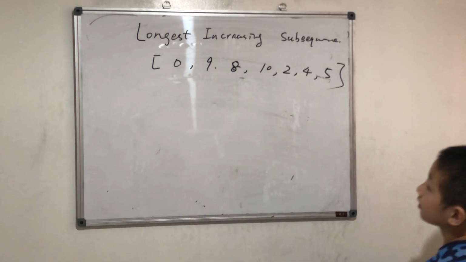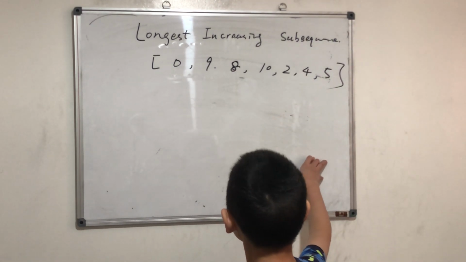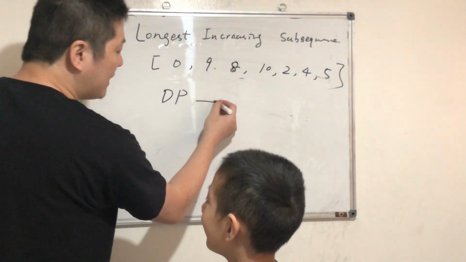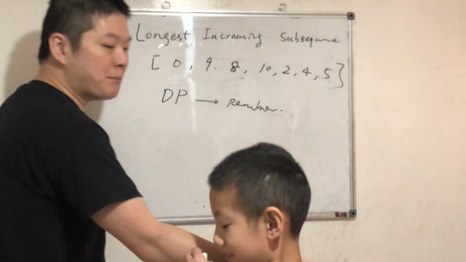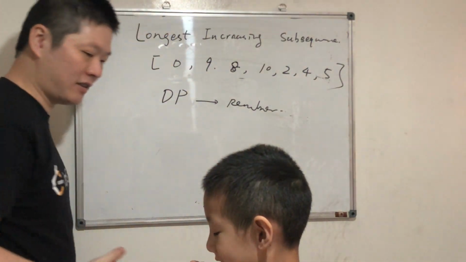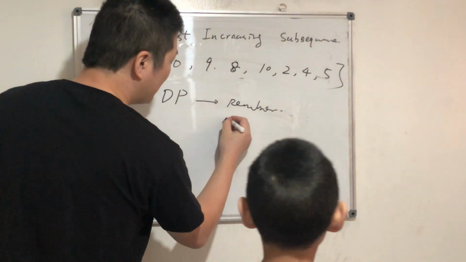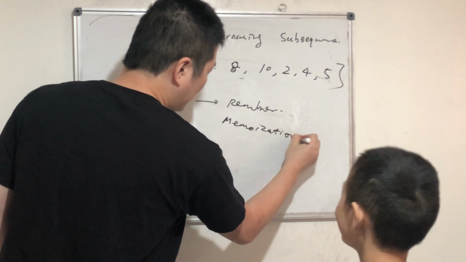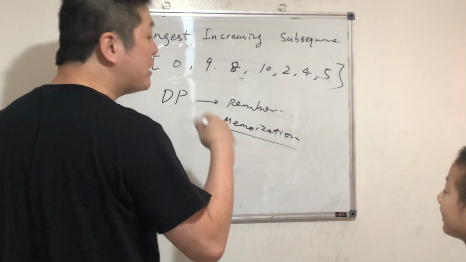How about I tell you that we can solve this problem using dynamic programming. So what's dynamic programming? Can you tell me? Remembering. Yeah, the key thing is remembering. Memoization, that's even better. Remembering is the common word, but memoization is the technical word. It's very similar to memorize, but it's memoization.